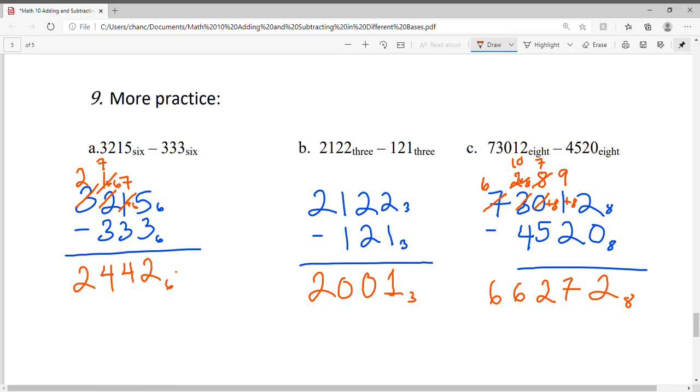So please practice these problems. Get good at adding and subtracting different bases.